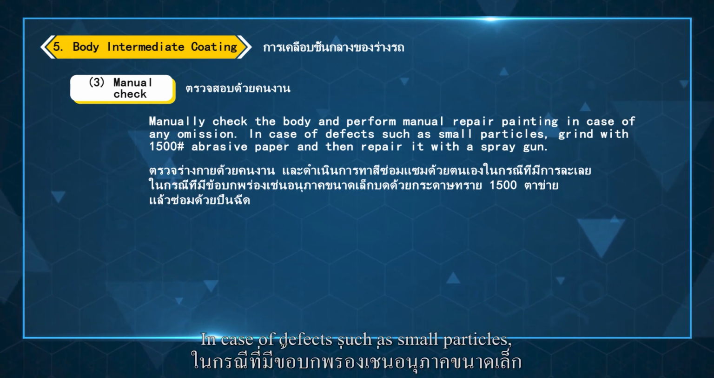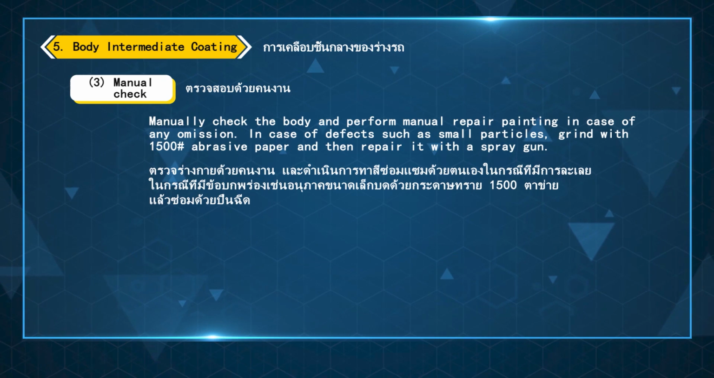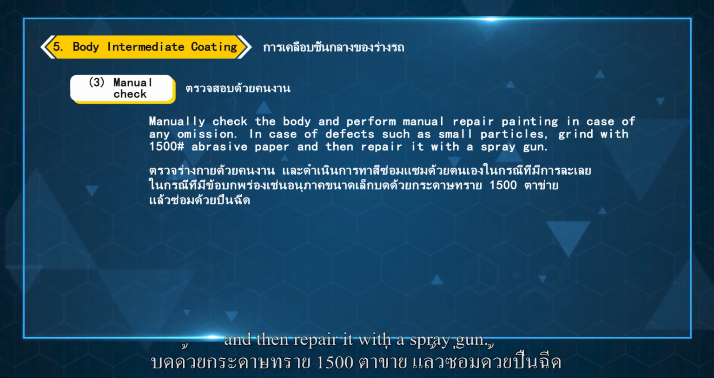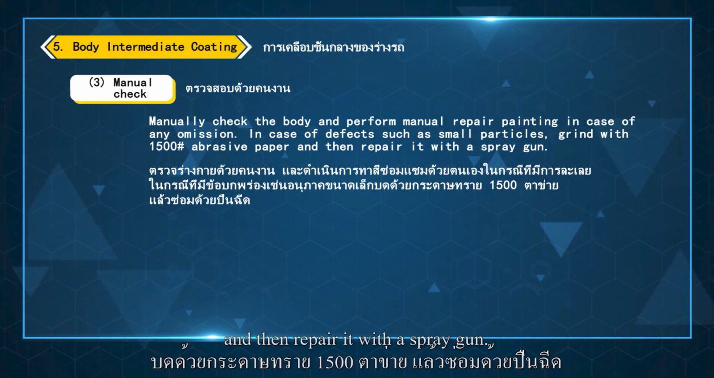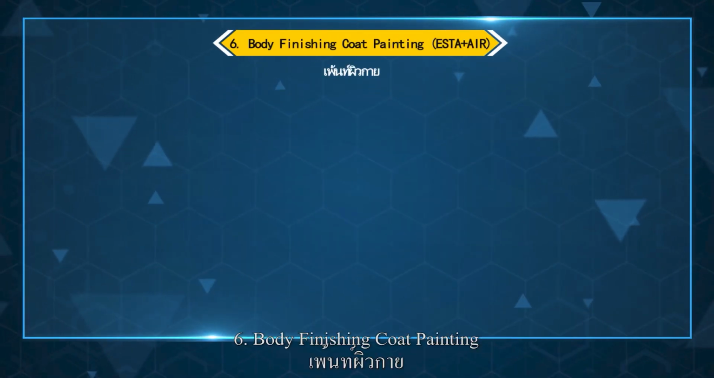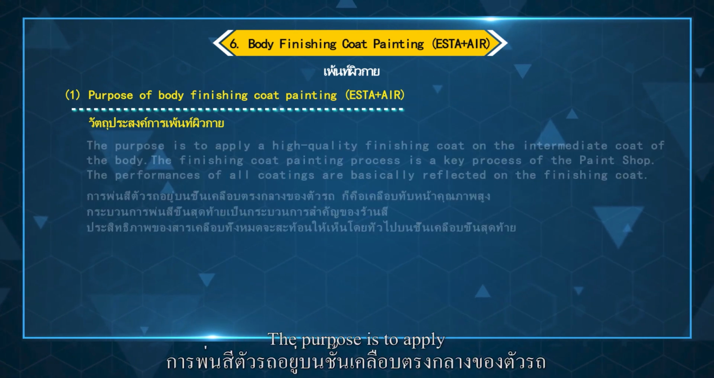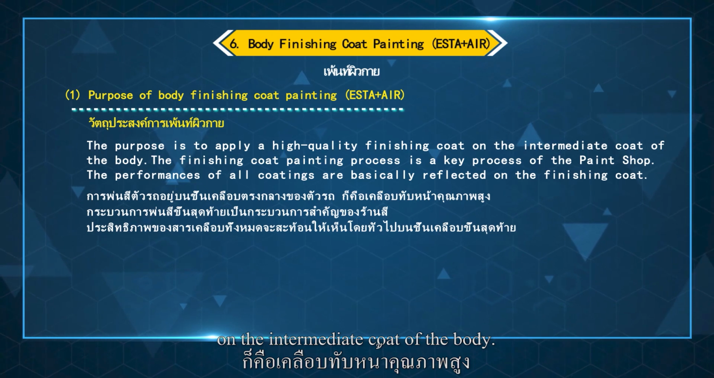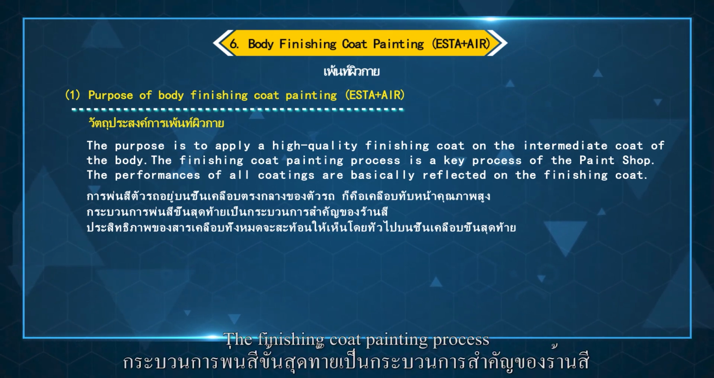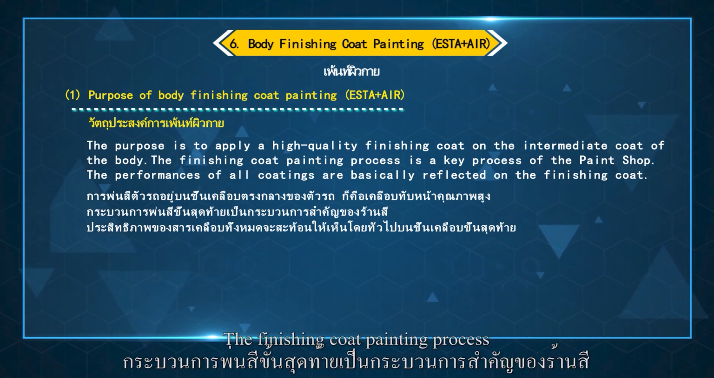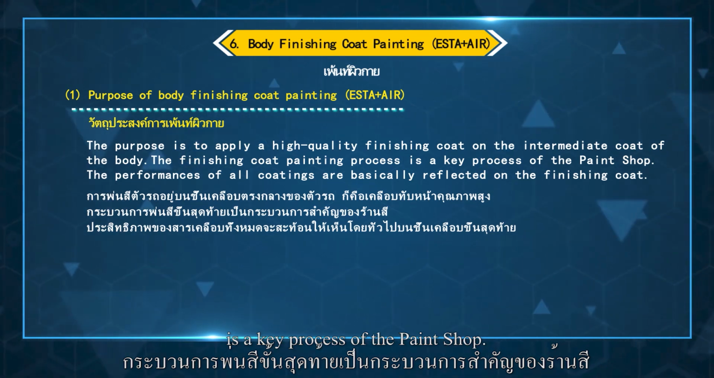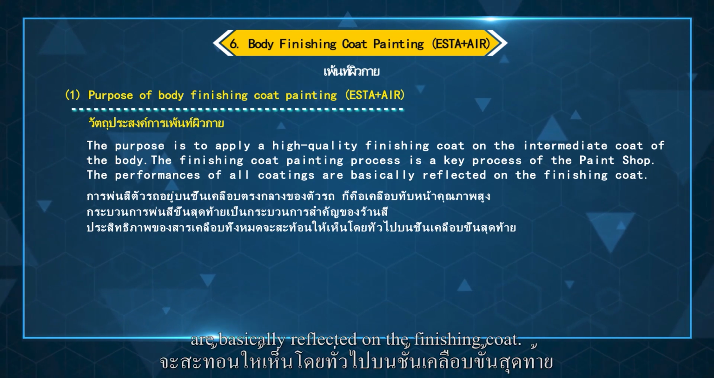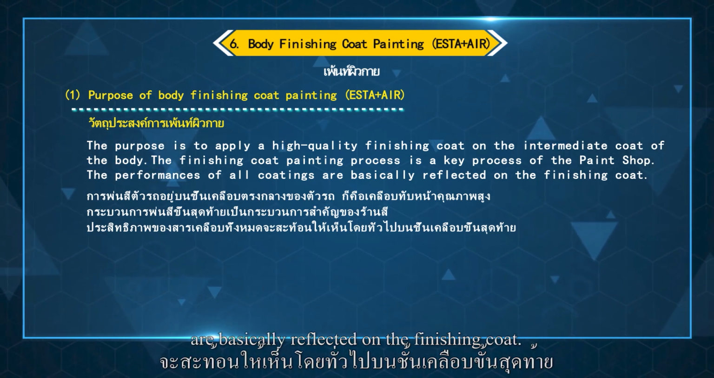In case of defects such as small particles, grind with 1500 mesh abrasive paper and then repair it with a spraying gun. 6. Body finishing coat painting. The purpose is to apply a high-quality finishing coat on the intermediate coat of the body. The finishing coat painting process is a key process of the paint shop. The performances of all coatings are basically reflected on the finishing coat.